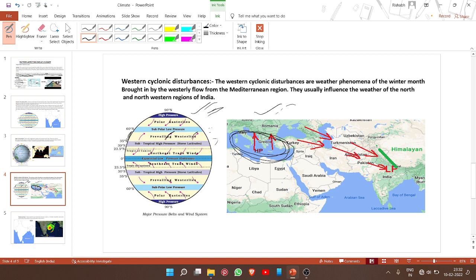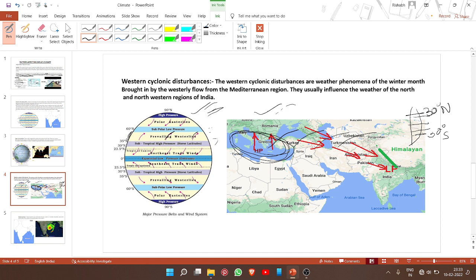Now, after this, the important thing is this is the area of westerly wind. That means the wind direction is this. What happens when the wind starts during winter? One another diagram I am drawing over here. I think you will be able to understand. This is the Earth. This is the equator, Tropic of Cancer, Tropic of Capricorn, 30 degree north and 30 degree south.